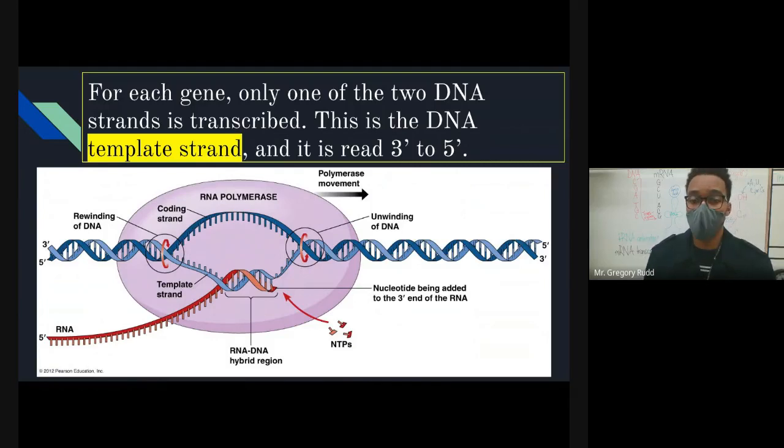So here's the process of transcription. It's not really all that complicated. In my mind, it's not nearly as complicated as DNA replication, which we talked about last week. So I won't ask you all to draw this picture. What I do want is for you to write down these blurbs, or at least paraphrase. So for each gene, only one of the two DNA strands is transcribed. And of course, we've got to remember that a gene is just a small section of DNA.